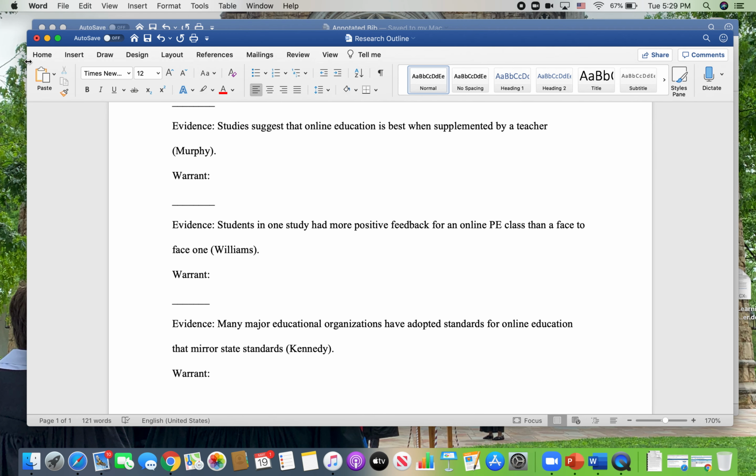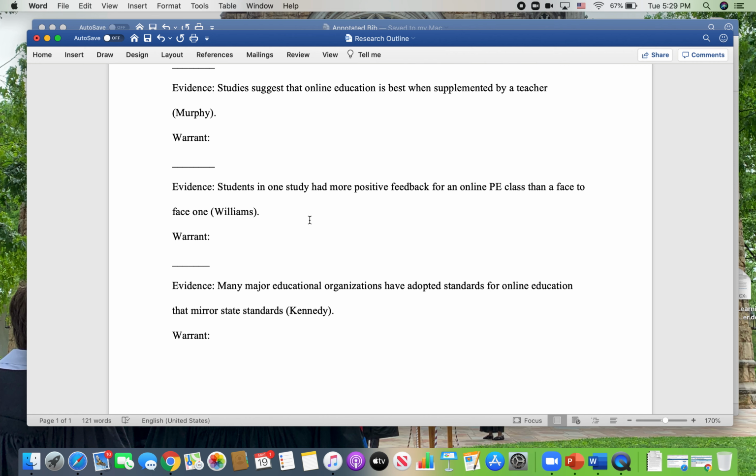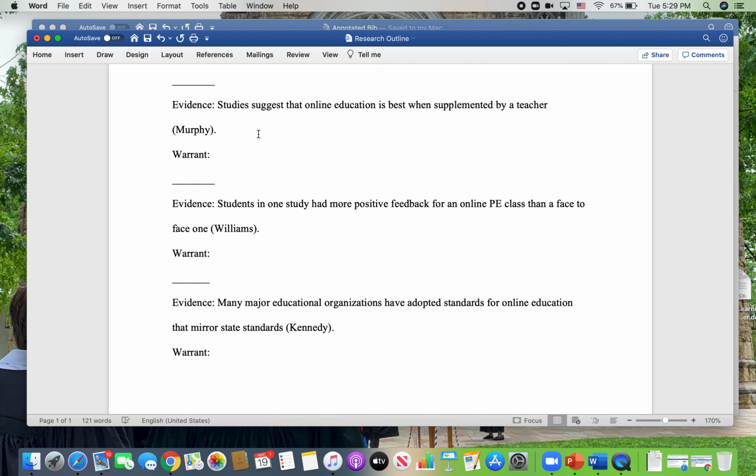So what this study found was that students had a more positive impact with online education as long as there was some kind of teacher time. As long as there was some kind of teacher instruction going on, then it didn't really matter if you were receiving face-to-face teacher instruction or if it was online. So studies suggest that online education is best when supplemented by a teacher. And then I went ahead and put Murphy, right, because Murphy is the first piece of information from that source. Okay, so that was just that easy.